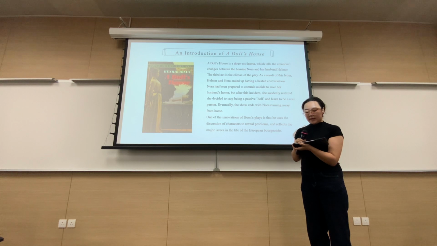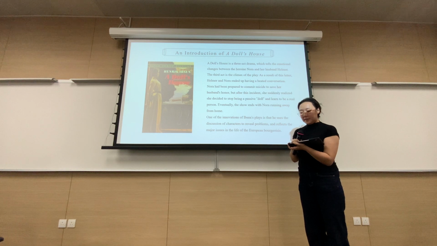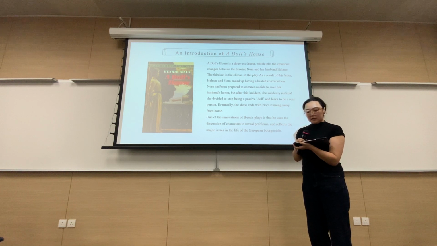In order to save his bank job, Krogstad blackmailed Nora and wrote a letter to Helmer. In the end, Krogstad gave up reporting her under the persuasion of his old lover, Mrs. Linde. But Mrs. Linde thought that Nora and Helmer should be honest with each other and did not take back the letter.